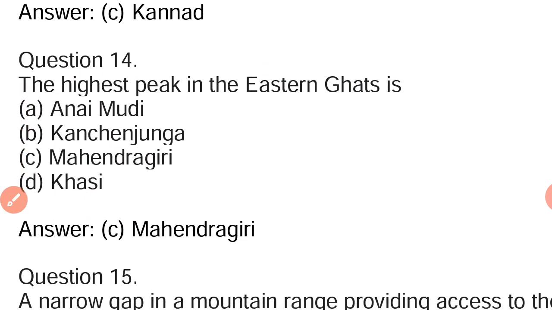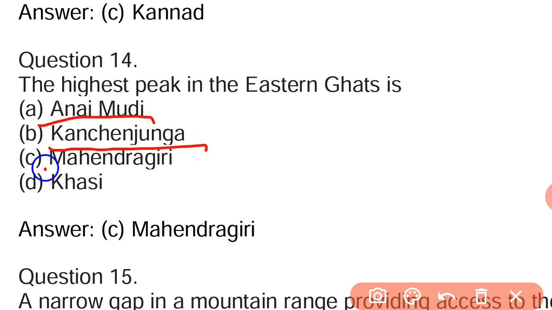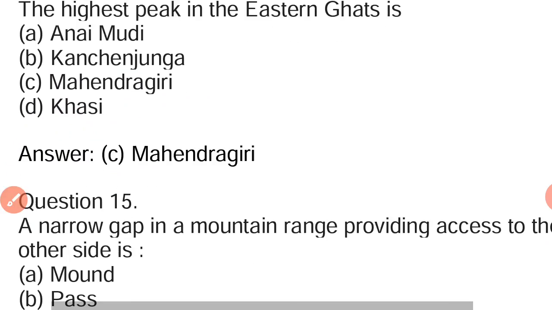Next question. The highest peak in the Eastern Ghat is option A Anaimudi, option B Kanchenjunga, option C Mahendragiri, option D Khasi. Right answer is option C Mahendragiri. Next question.